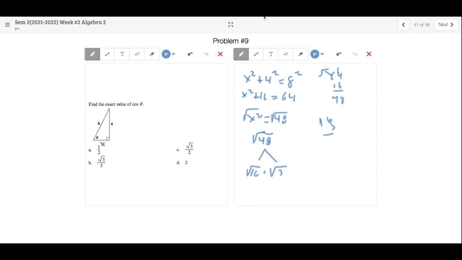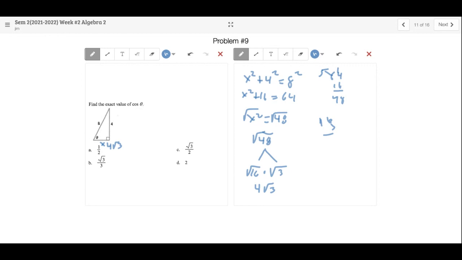So 48 is the same thing as 16 times 3, right? So I just rewrote the square root of 48 as the square root of 16 times the square root of 3. Well, the square root of 16 is 4. Square root of 3 is square root of 3. So now I've broken it down. So this side here is 4 square root of 3.